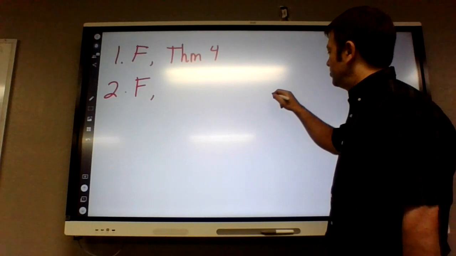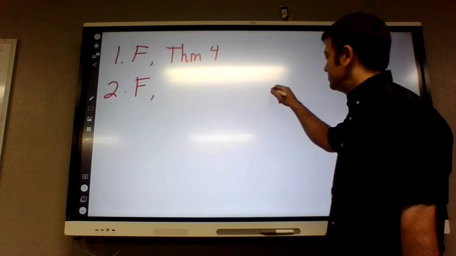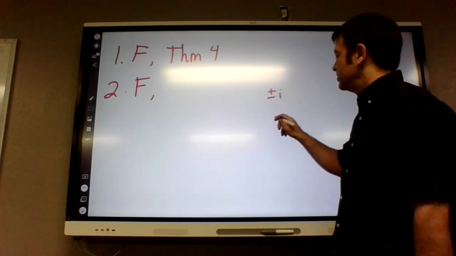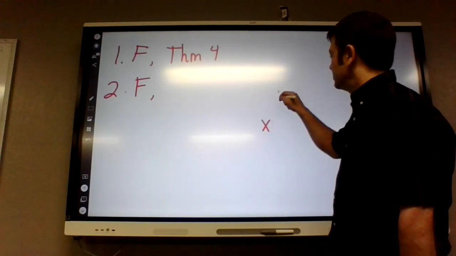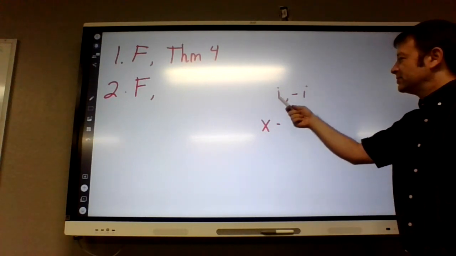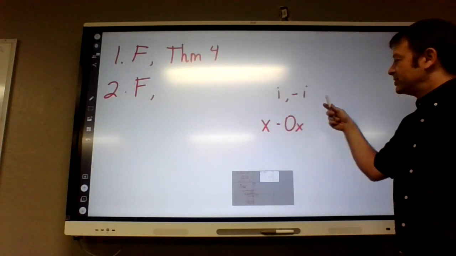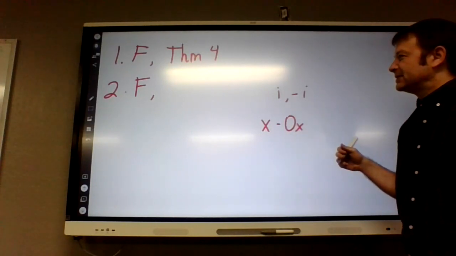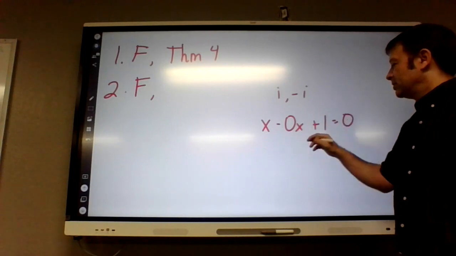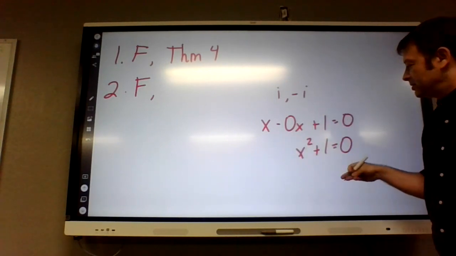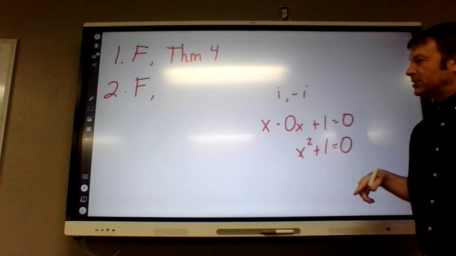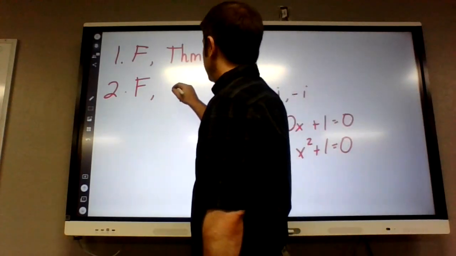So they said, what if the roots were plus or minus i. Then you'd get an equation. What's the sum of these roots? What's the product of these roots? Minus i squared, minus negative 1, plus 1. So this equation, x squared plus 1, has no real roots. If we solve this for x, we get plus or minus i. So this is a counterexample.